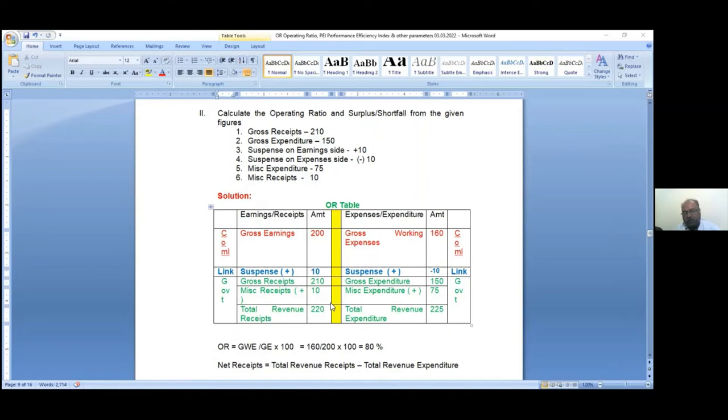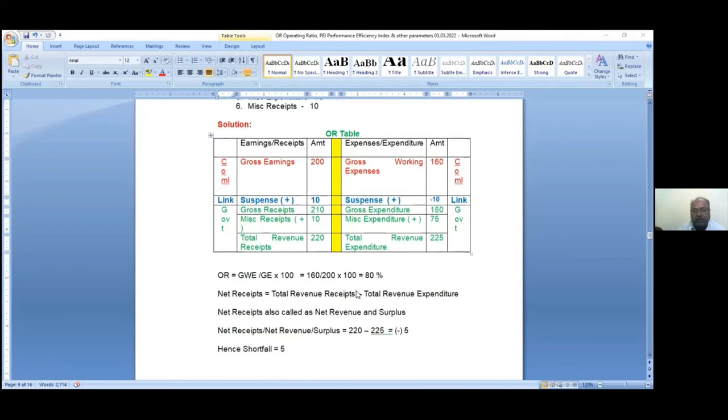So see, from earnings to receipts, we have to use the same sign, plus or minus. But if you go back from receipts to earnings, to find earnings, you have to change the sign. Here suspense on earnings is plus 10. Now it is 210 minus 10, 200. Gross expenditure is given in the problem. That is 150. What is suspense? Minus 10. That means minus becomes plus. So 150 plus 10 is equal to 160. So 160 divided by 200, very simple, 80% is correct.